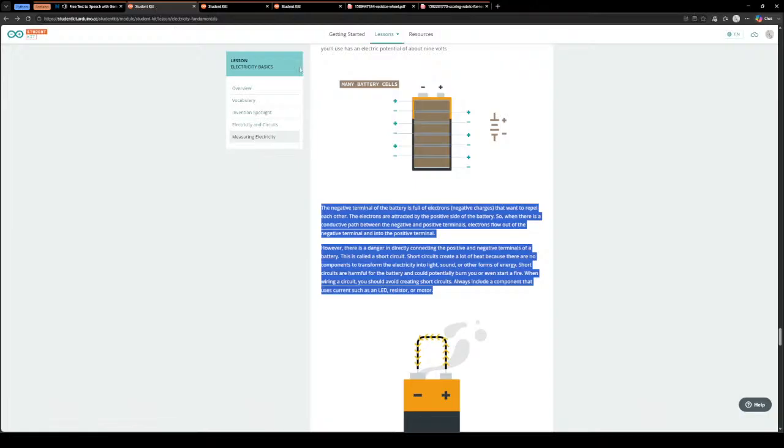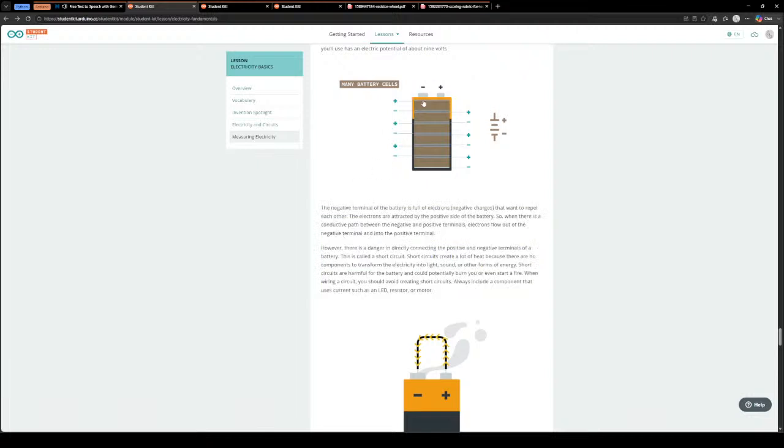The negative terminal of the battery is full of electrons that want to repel each other. The electrons are attracted by the positive side of the battery. So, when there is a conductive path between the negative and positive terminals, electrons flow out of the negative terminal and into the positive terminal.